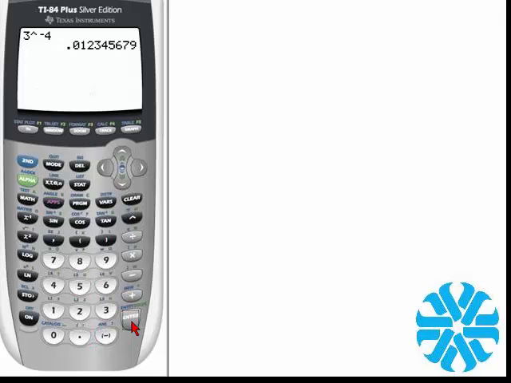Okay, now let's compute negative 2 raised to the 5th power. Now, if the negative 2 is being raised to the 5th power, remember we need to use parentheses. So what we're going to do is open the left parenthesis and then enter negative 2. Then we're going to close the right parenthesis and then raise it to the 5th power. And we go ahead and hit enter and we get negative 32.